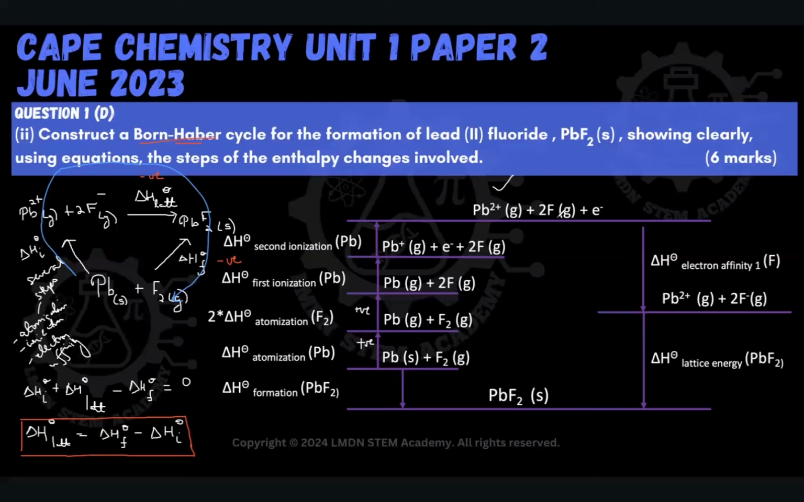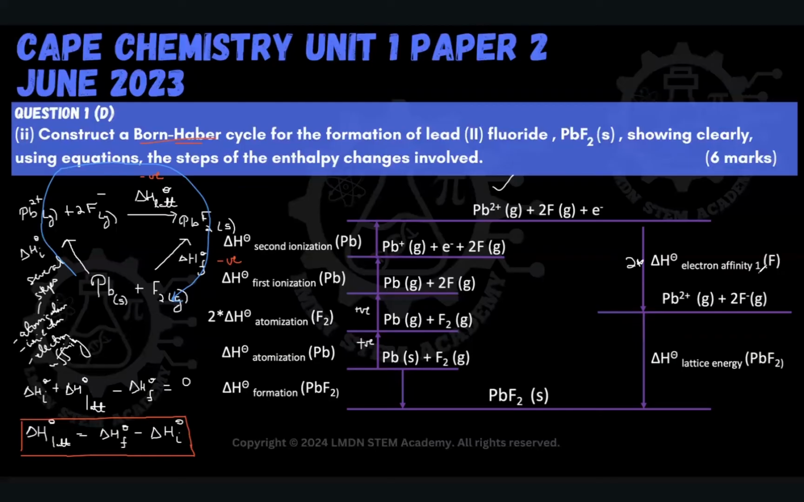Now we have to focus on the fluorine atom, right? So we have this fluorine atom in the gas phase, but we want to get to F- eventually. And so what we're going to do is put an electron on it, and so it's going to become negatively charged. It's going to become F-, and there are 2 of them, so we have to account for that as well. Okay? And so because there are 2 of them, it will be 2 times whatever the enthalpy of electron affinity for an F atom is.